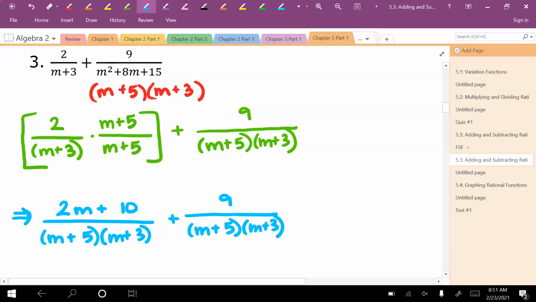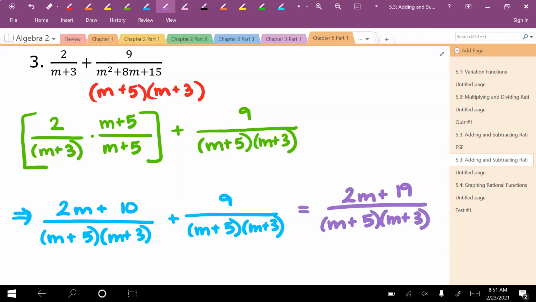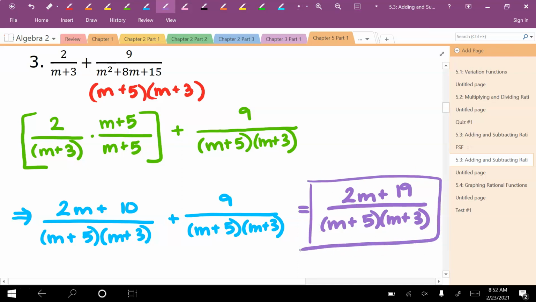Okay, so after I multiply, I should have had 2m plus 10 on the top there, and then plus that 9. They're both over m plus 5, m plus 3. What's the final answer say for this one? Good. And again, I'm not going to be picky if you have the bottom switched, so if you put m plus 3 first and then m plus 5, that doesn't matter. It makes no difference to me the order that they're in. As long as the correct pieces are there, that's all that I'm going to be looking for, is that you have the correct pieces in the top and the correct pieces in the bottom.